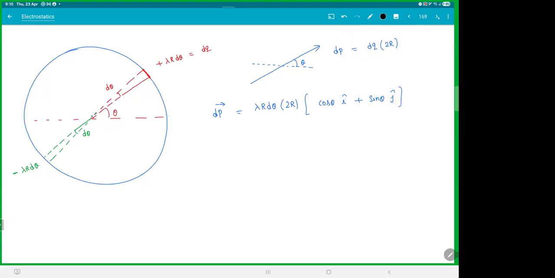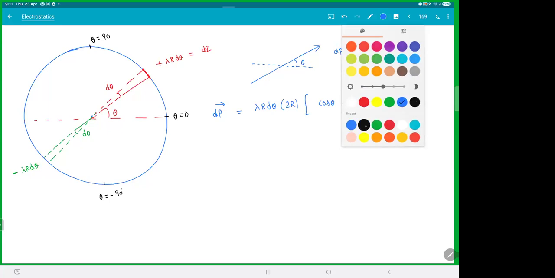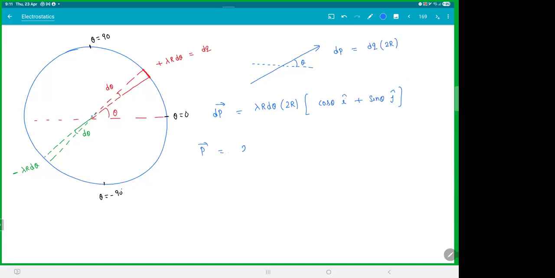And you can clearly see the limits. When theta is 0, you're here. When you go to the topmost point, theta is 90. When you go to the bottommost point, theta is minus 90. You have to cover only half the ring because you're taking two charges at the same time. So when you integrate, dp bar becomes 2 lambda r square, integral cos theta d theta i cap plus integral sine theta d theta j cap. From minus 90 to plus 90, the first becomes 2 and the second becomes 0. We get 2 lambda r square i cap.